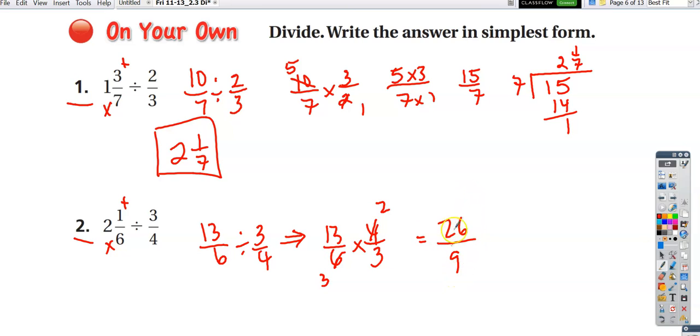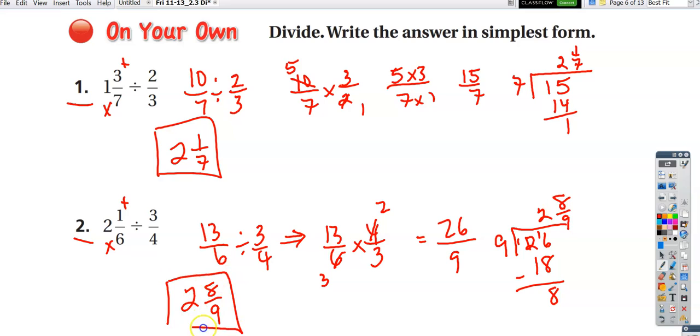That is another improper fraction. So I'm going to divide 9 into 26. It goes 2 times. 9 times 2 is 18. When I subtract, I get 8 left over, and they are ninths. 2 and 8 ninths. So I'm going to put my answer over here and put a box around it. Okay, not that much different from what you were doing before.